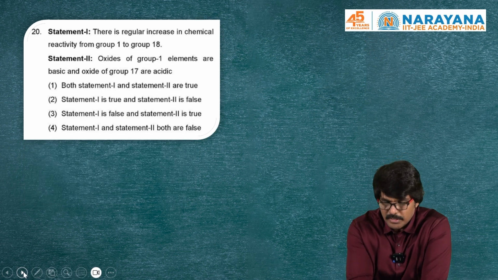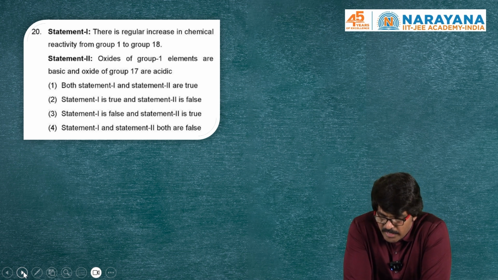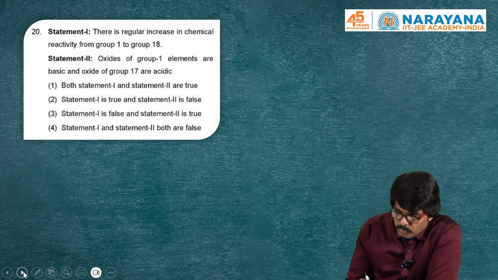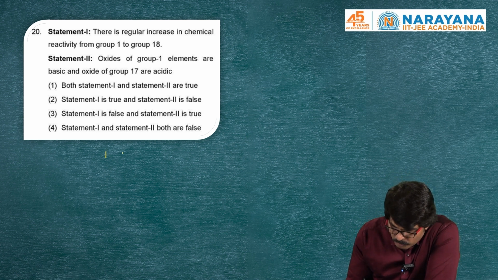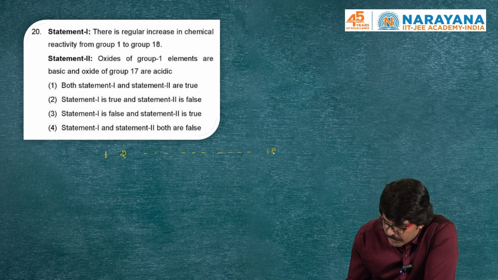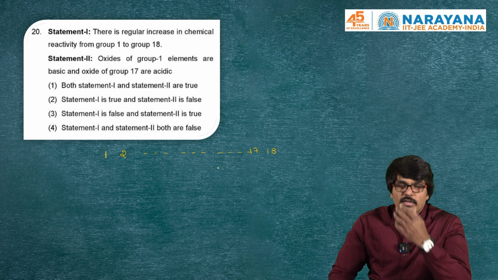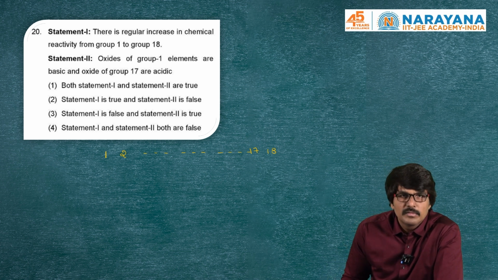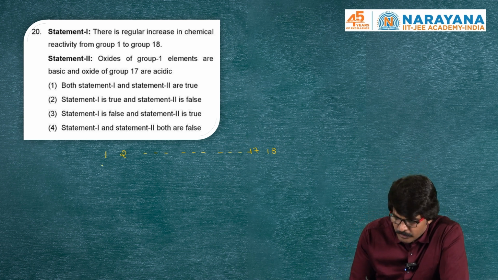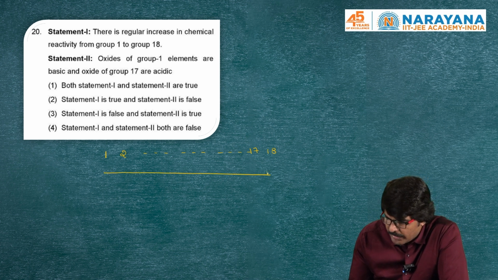And let us move on to the next question. There is a regular increase in chemical reactivity from group 1 to group 18. Group 1 to 18. So for example, here if you take, this is the 17th group, that is the halogen family. Halogen family, they are non-metals, they are most reactive. And here we have metals, left to right.